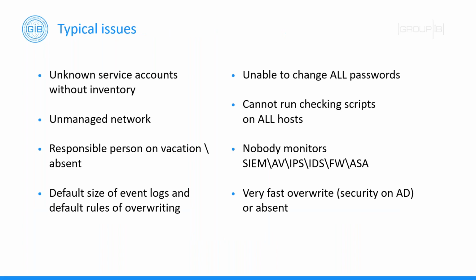It's important. So, what are the typical issues? A typical issue is, for example, unknown service accounts without inventory. What do I mean? In many companies, they have a lot of service accounts which run special software. One account for some client banking system, one account for some databases, one account for some special software, and some accounts for testing, and all of them, for example, with administrator privileges.